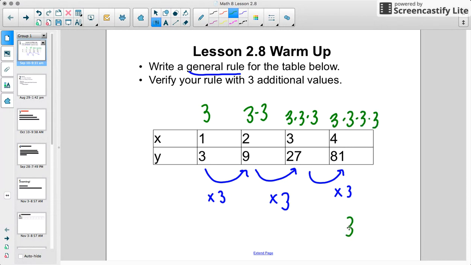And so what you can see is this is 3 to the 4th power, this is 3 to the 3rd power, this is 3 to the 2nd. And you might have come up with something like this when you were doing the paper folding, except you probably came up with it was 2 to the power of something. What our general rule will become is instead of writing 1, 2, 3, 4, we will write 3 to the power of x. So the general rule in this case would be y equals 3 to the power of x.